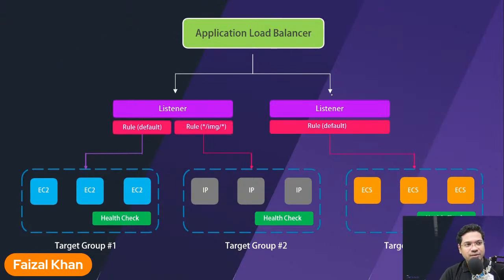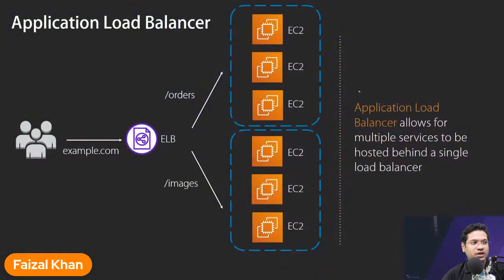First of all, there is something called listeners. These are basically port numbers, right? So you will have port 80 here and maybe another port like 8080. For the same port, you can create those rules, and those rules are the ones that I just showed here. For example, the rule for example.com/orders goes somewhere else and example.com/images goes somewhere else, right?